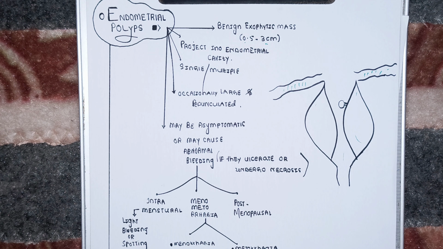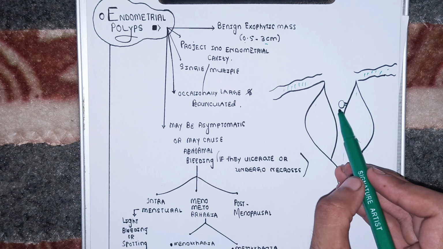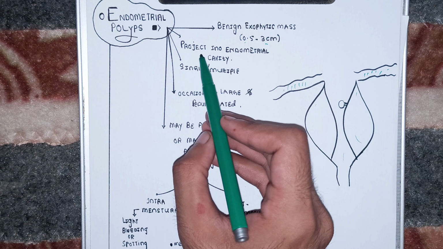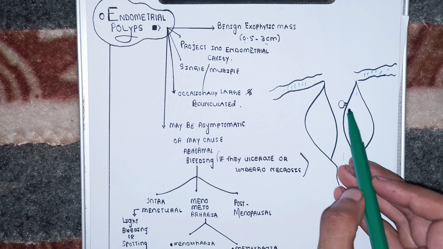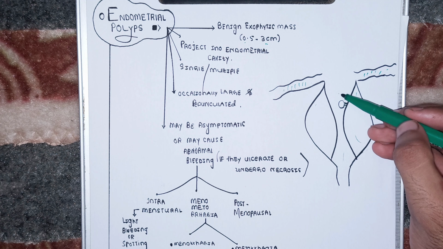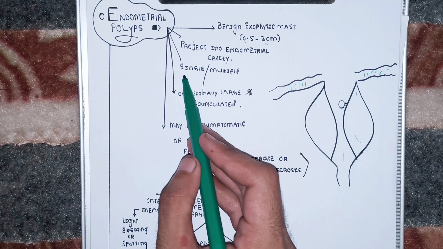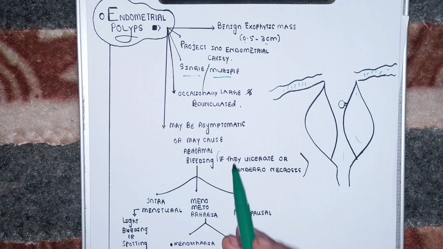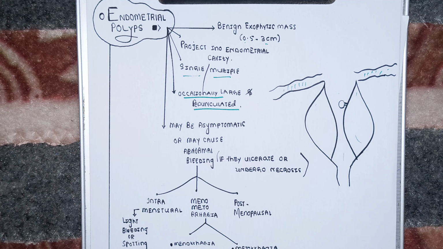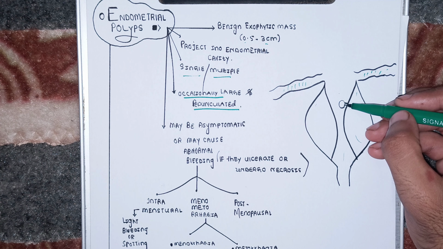So the endometrial polyp is this benign exophytic mass. They project into the endometrial cavity. You can see it is coming out of the endometrium and it is now present in the endometrial cavity. They may be single in number or multiple in number. Most of the time they are small outgrowths, but occasionally they may be large, and occasionally they are pedunculated. Pedunculated means they have a stalk.